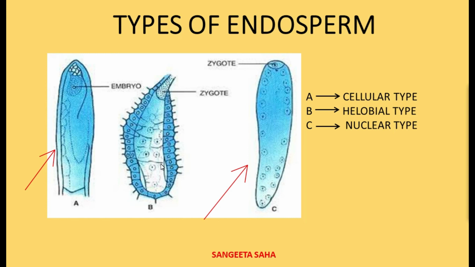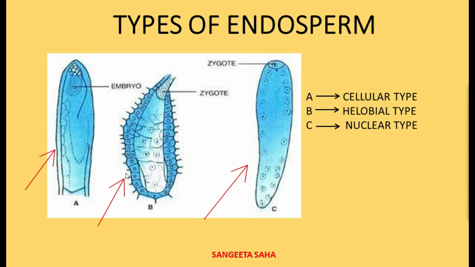So, basically coconut is formed by the triploid cell which undergoes nuclear division forming the coconut water, and the peripheral part undergoes cytokinesis forming the wall. Now coming to the third type, that is the halobial type, which is seen mostly in monocots. It is the intermediate type between the nuclear and the cellular types.